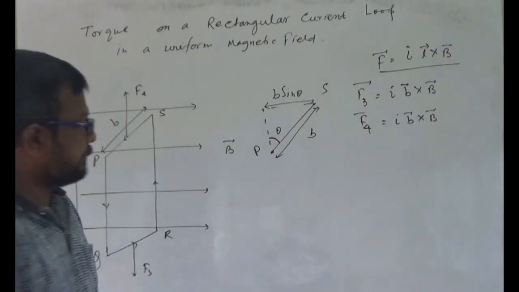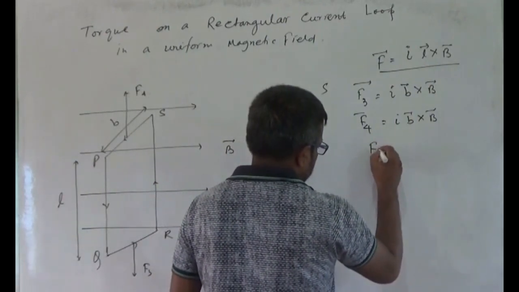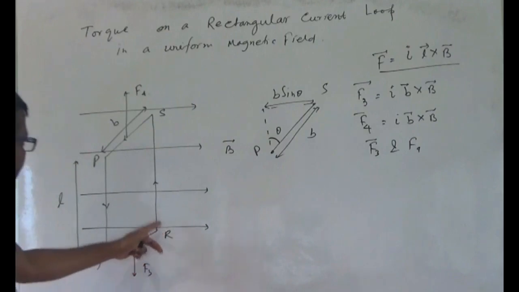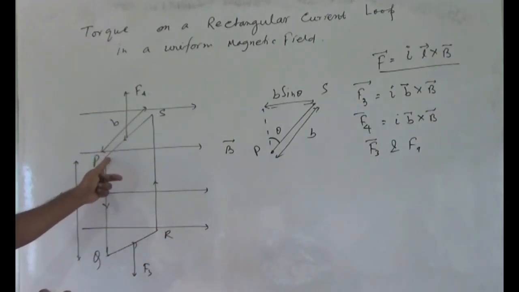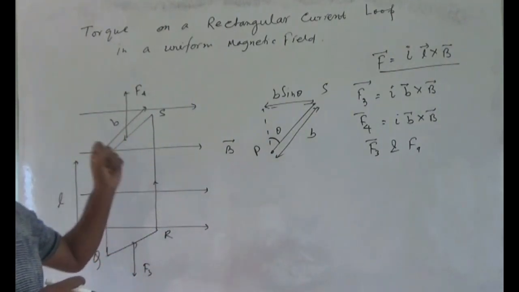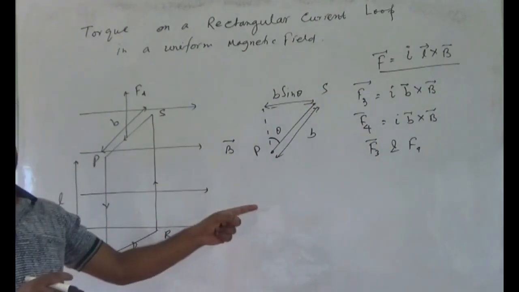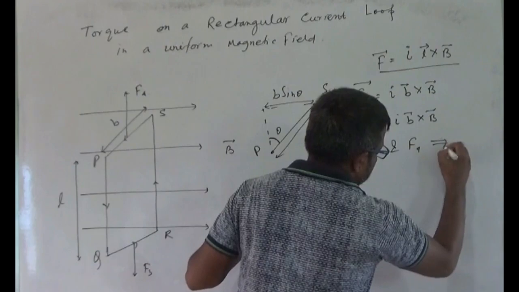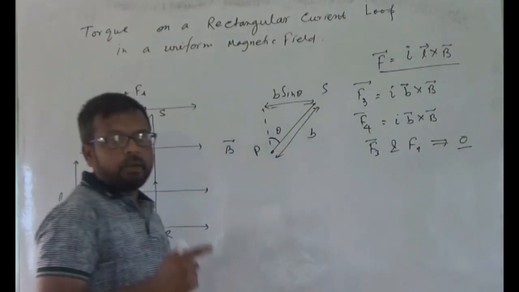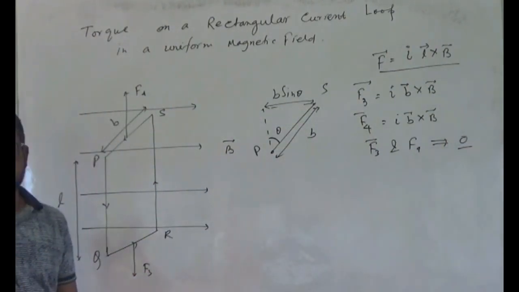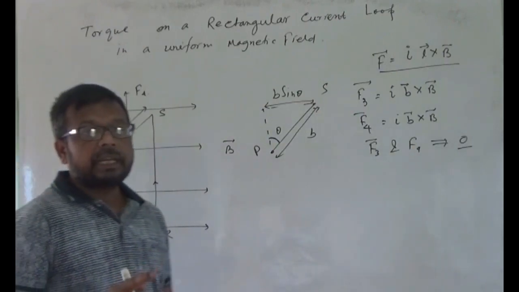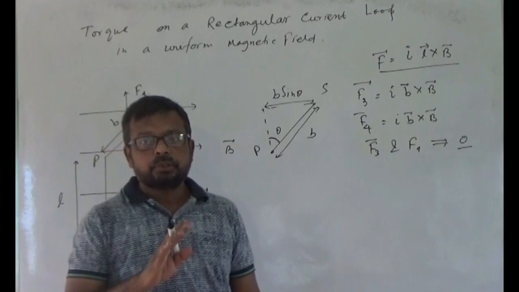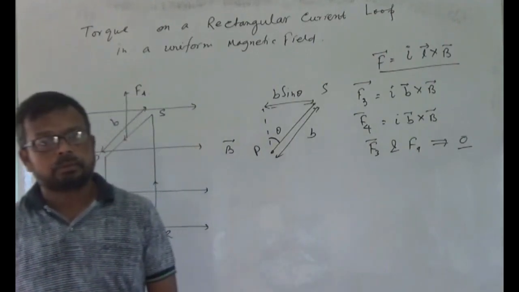That means the F3 and F4 forces, that is the force on the arm QR and the force on the arm SP, are equal and opposite and acting on the same line. Therefore, this leads to zero force and also zero torque, since the lines of force are the same, so the torque is also 0.